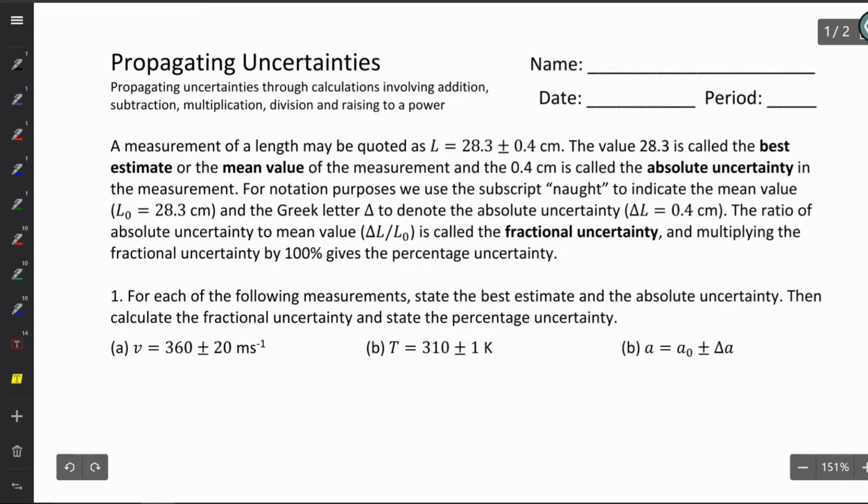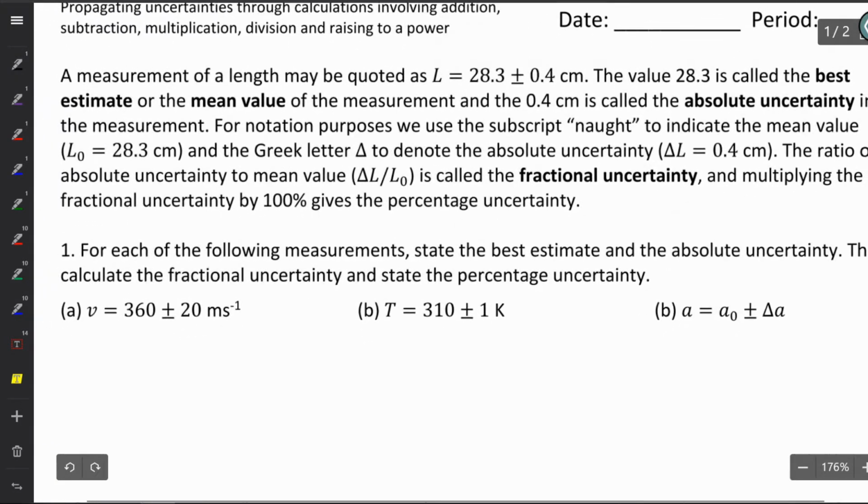Let's get started. A measurement of a length may be quoted as L equals 28.3 plus or minus 0.4 centimeters. So every measurement has three parts to it. So let's look at this. The first part right here is called the best estimate, and we symbolize that with the subscript naught. The next part of the measurement is called the absolute error or the uncertainty, which we call delta L. And the final part of the measurement is the unit of measure.